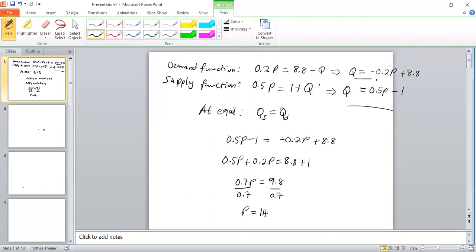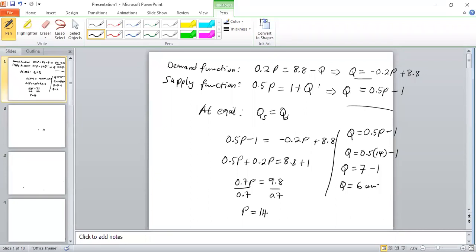Then we can find Q. So the price at equilibrium is 14. Then we can use this one, Q is equal to 0.5 P minus 1. So Q is equal to 0.5, P is 14. We replace P with 14, minus 1. And that will be Q is equal to 0.5 of 14 is 7, minus 1. So Q is 6 units. So this is 14 kwacha. They said this is in kwacha.